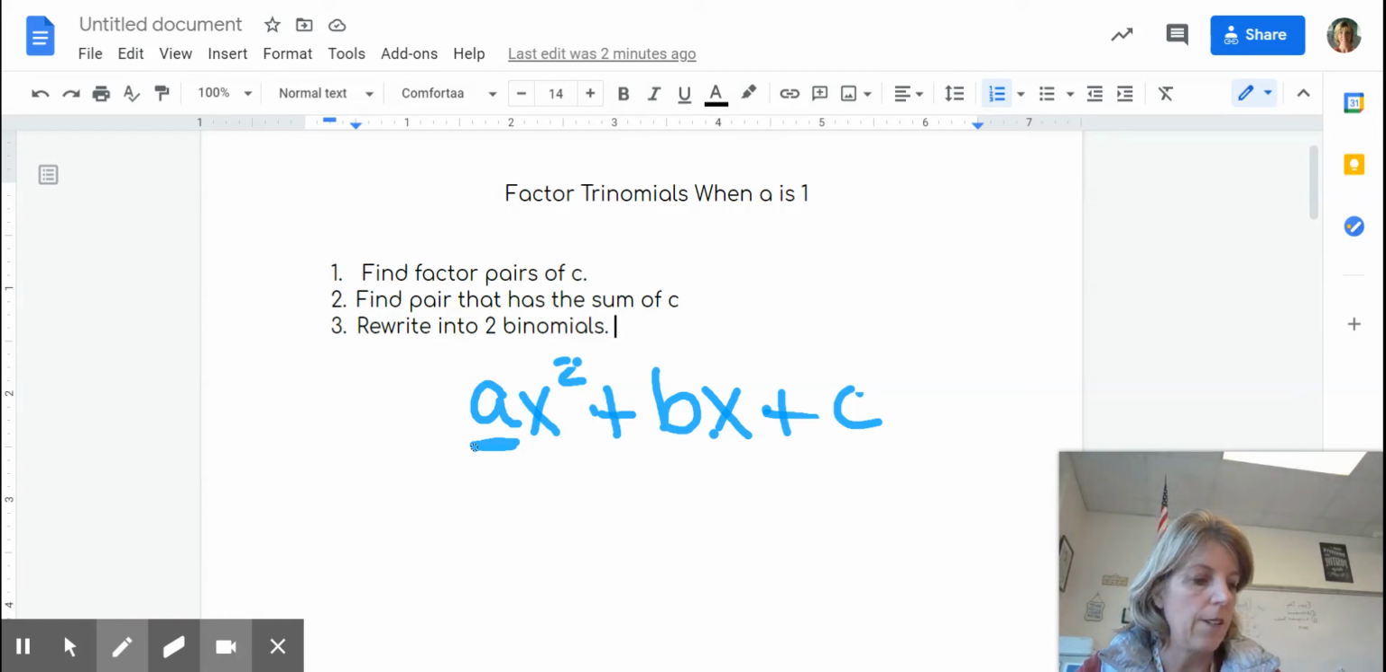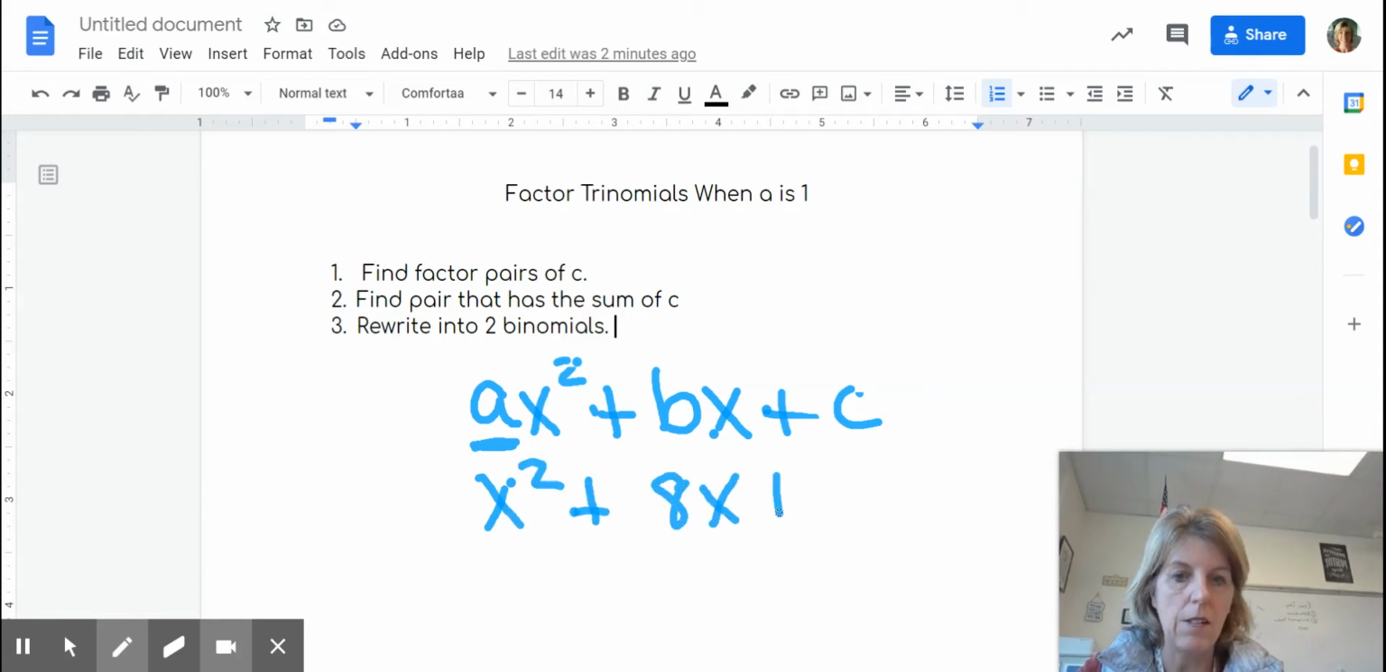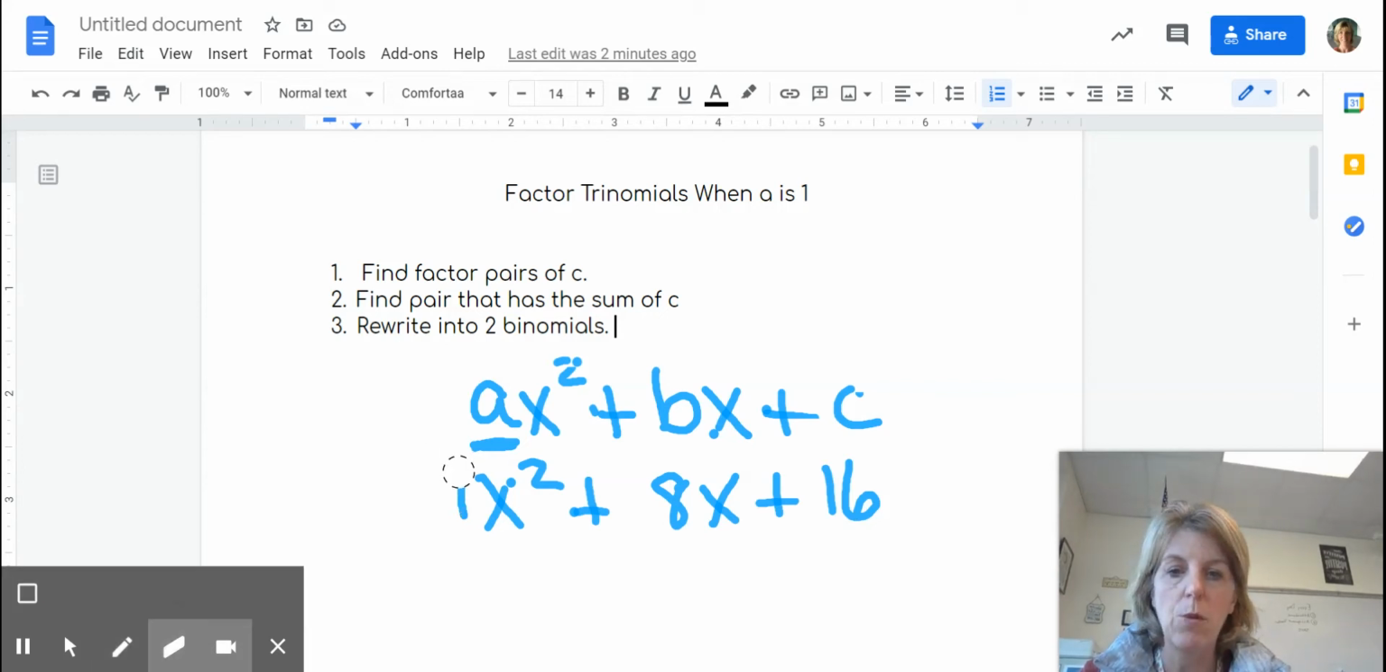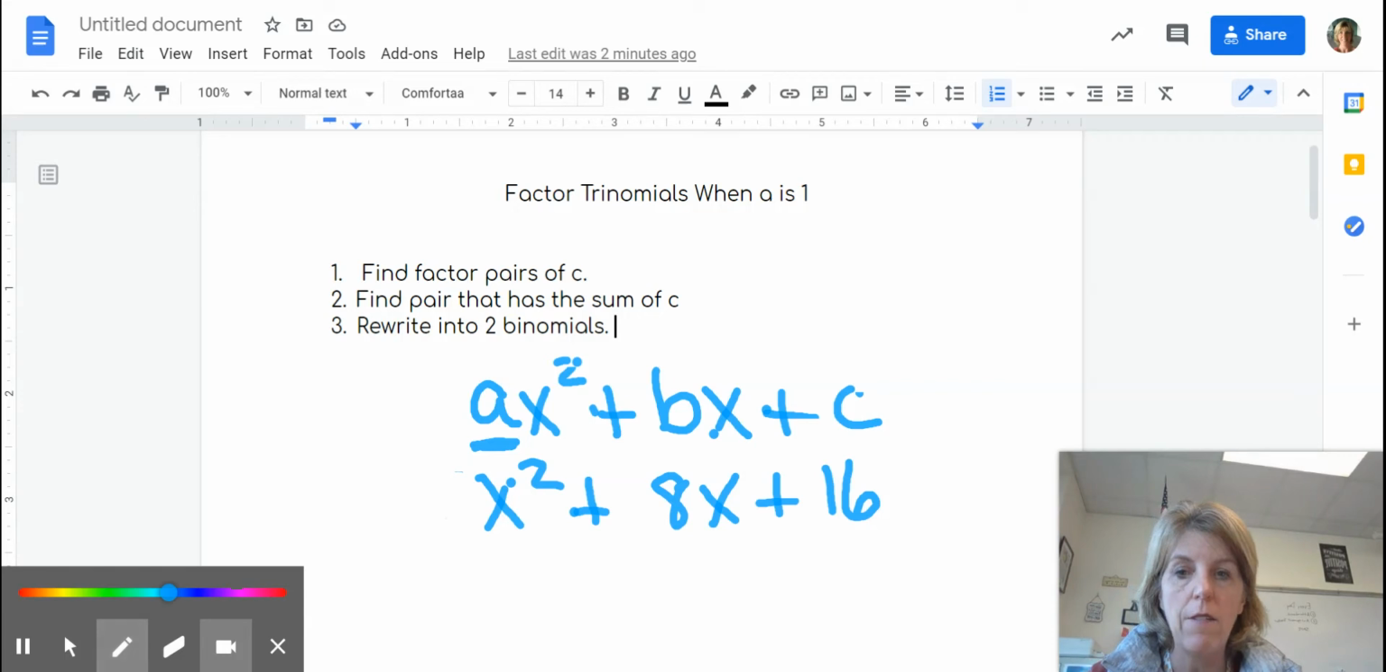So what do these look like? Let's say, for example, I have x squared plus 8x plus 16. That's a trinomial where a is 1. There's that invisible 1 that we don't write. That's what we're looking for. If that's what you have, then here are the directions for what you're going to do.